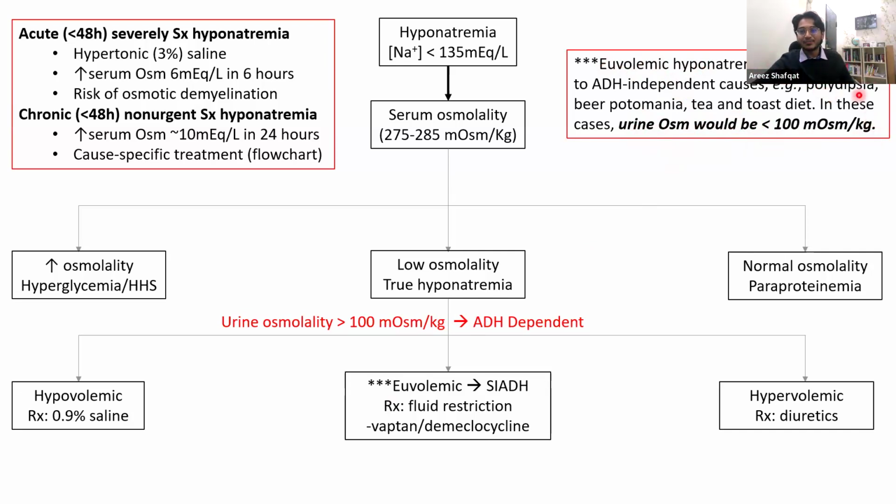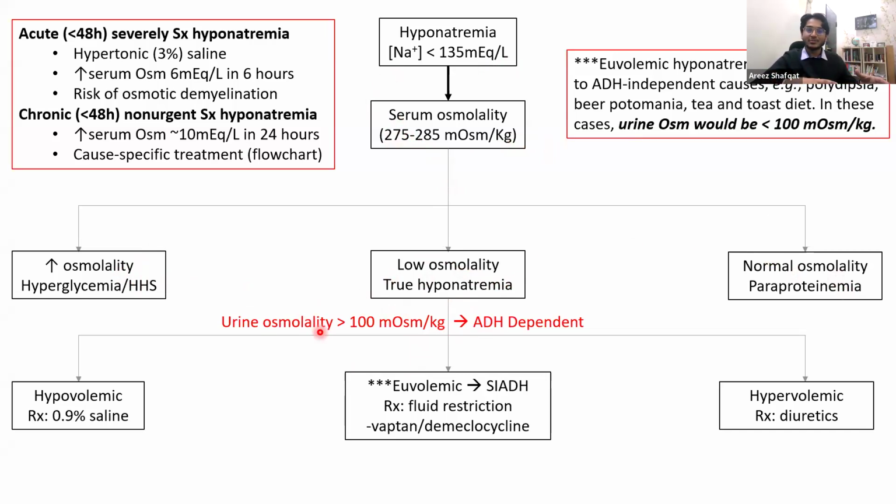This is usually seen in polydipsia, primary psychogenic polydipsia in patients with psychiatric issues, beer or tea and toast diet. Okay. In this scenario, urine osmolality would be less than 100. So whenever you approach a case of hyponatremia, always look at the serum sodium, then look at the serum osmolality to see whether it's true, pseudo, or hypertonic. If it's true, look at the urine osmolality. If it's greater than 100, you automatically know that it's ADH dependent.